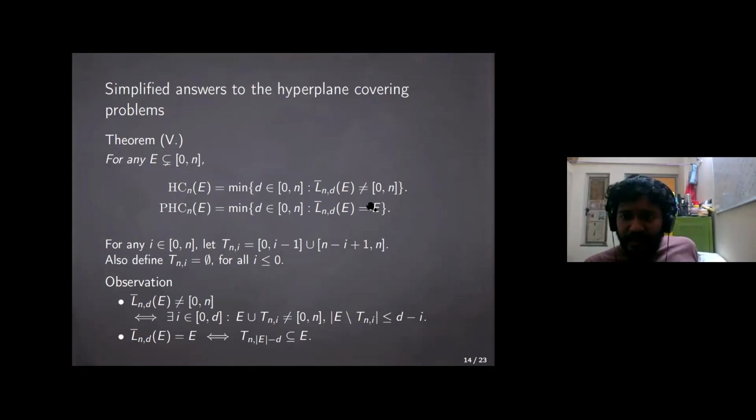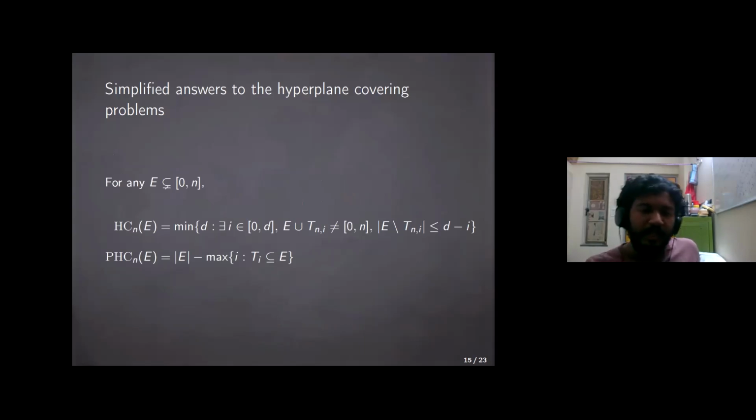And the second condition is even easier. L bar D of E is equal to E if and only if a union of initial and final segments of length mod E minus D is contained in E. A union of two caps is contained in E. What does this give us? It gives us an easier characterization. So now HCN of E is the minimum D such that this condition holds. There is an I between 0 to D such that E union Ti is not 0 to n and the size of E minus Ti is at most D minus I.